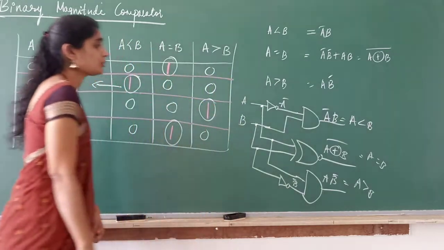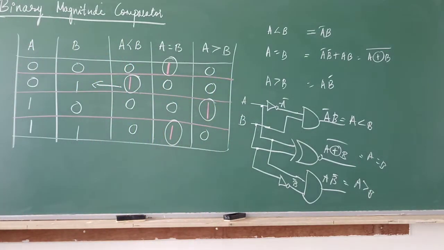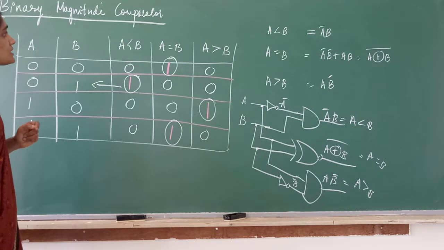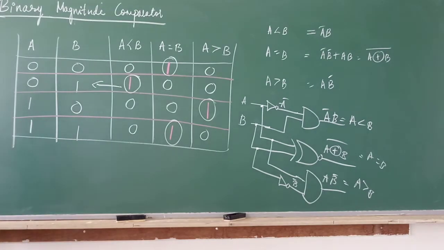So this is the circuit of the 1-bit comparator. This is the design of the 1-bit comparator. In the exam, you may be asked to design a 1-bit or 2-bit comparator. The 1-bit comparator is a very simple circuit with a simple truth table. No need of simplifying. Whatever equations you get directly from the truth table, you can write the circuit for that. So this is the design of the 1-bit binary magnitude comparator.